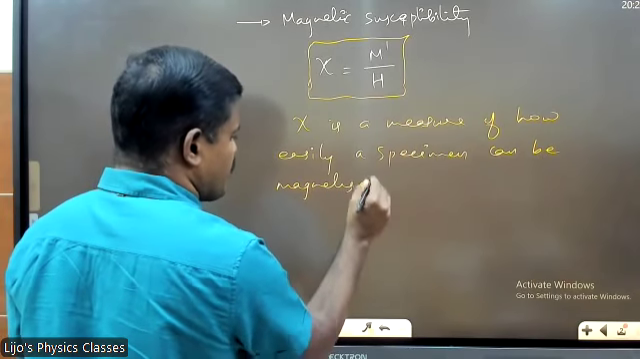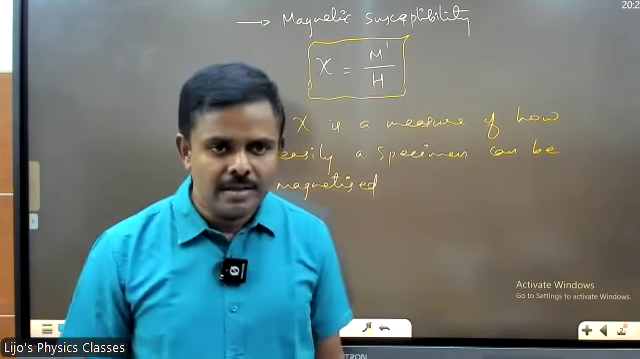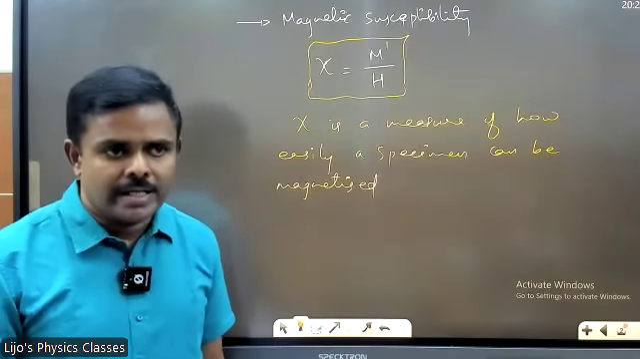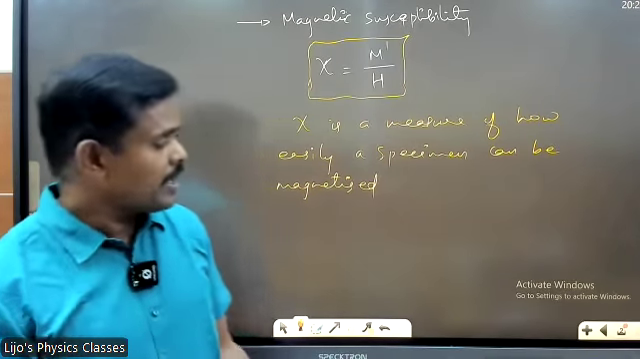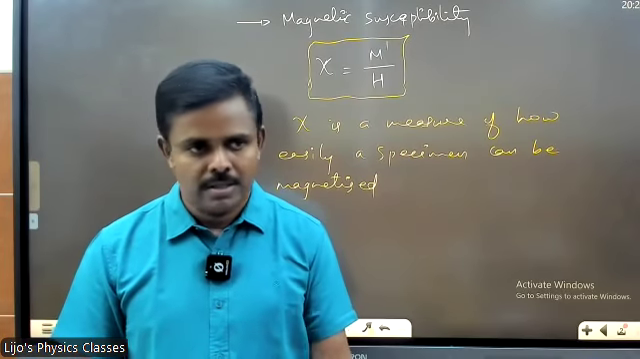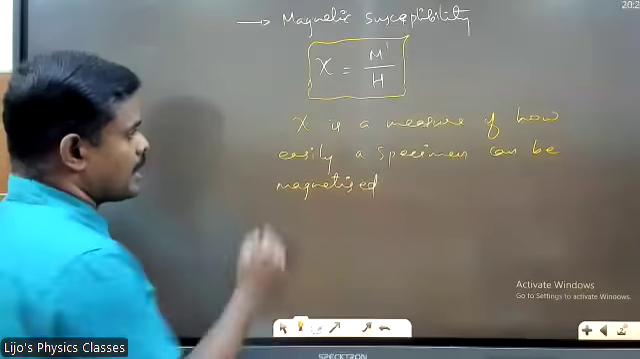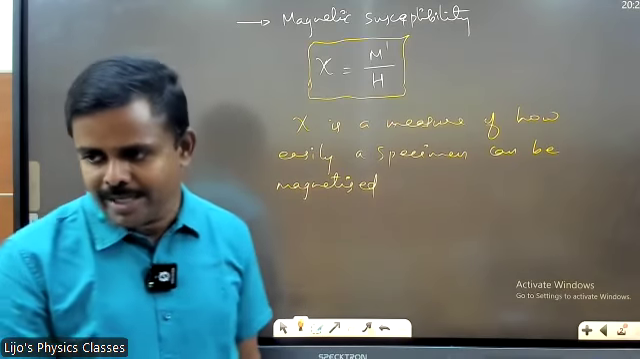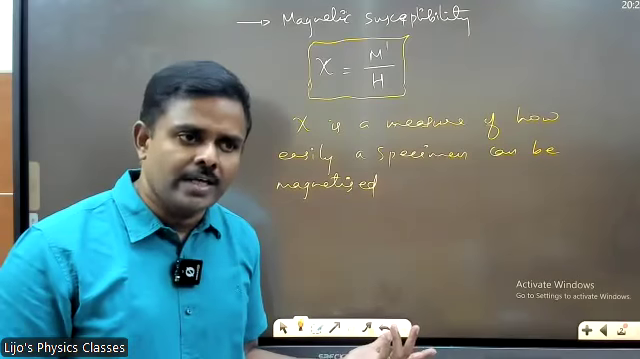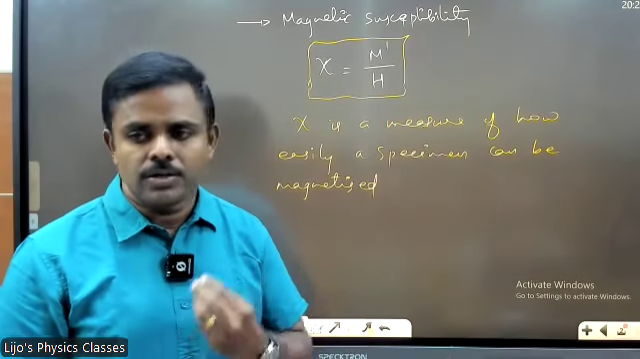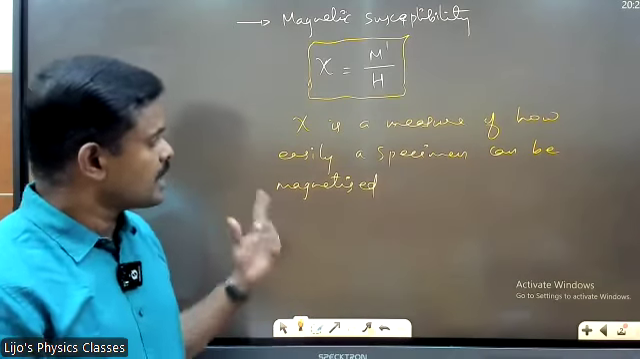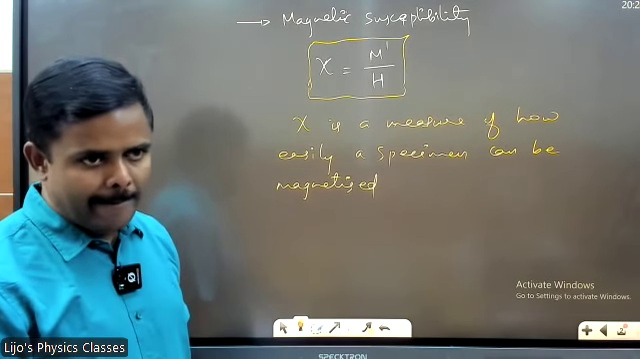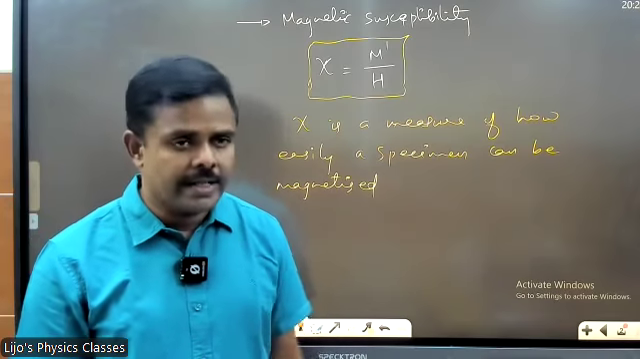For example, ferromagnetic substances are the best ones. They are the easiest to be magnetized, and they get the maximum magnetization, which means their chi value is large and positive. Chi tells you how easily a substance can be magnetized. The greater the value of chi, the more easily it gets magnetized. Now we'll write down a couple of things regarding the materials. We'll take a break.